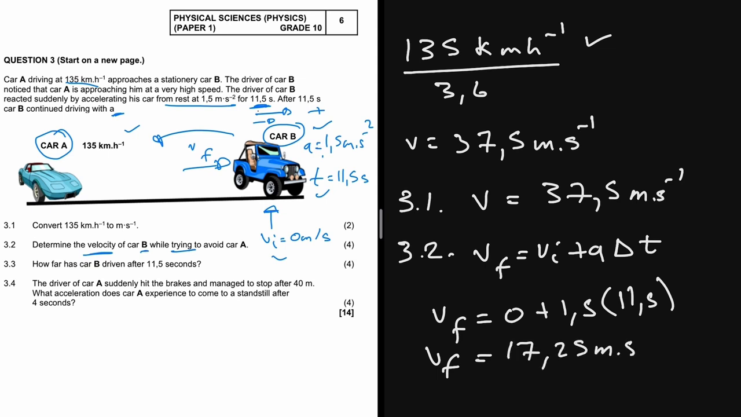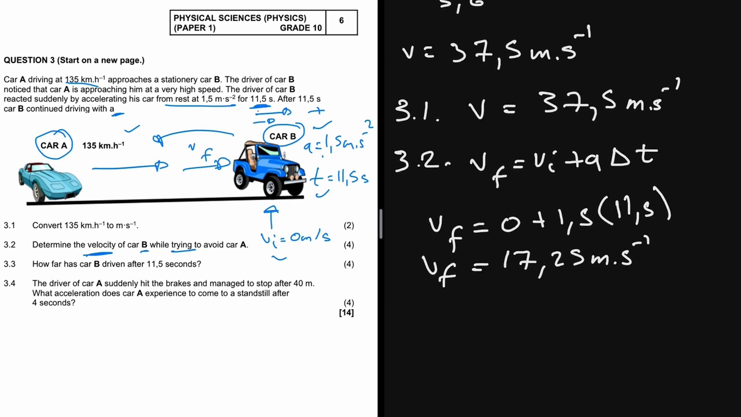17.25 meters per second. Remember, velocity is a vector quantity. We can see this car is going in that direction, and they said we must determine the velocity, so we must indicate the direction. So it is this much to the right. You can define the direction however you want, but we can just say this is to the right.